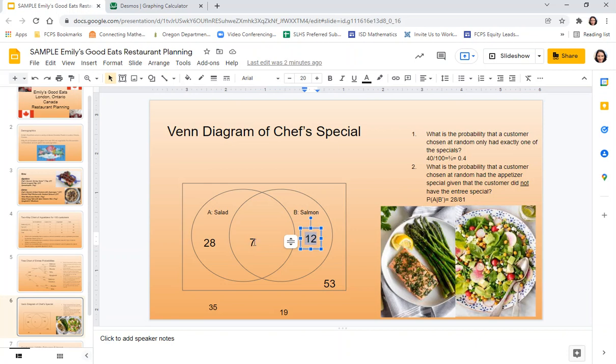Now, if I add all these customers up, I'm going to have, let's see, 35, 45, 47 customers that had salad or salmon or both. And then I subtract that from the 100 customers to find that 53 had neither salad nor salmon.